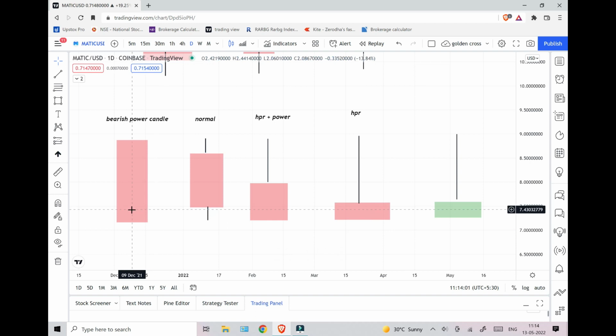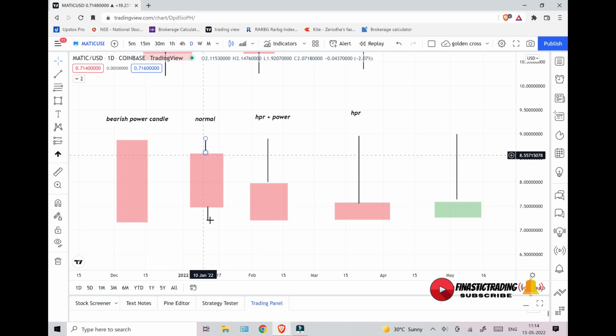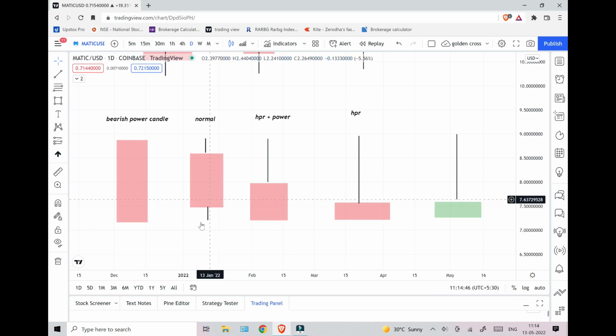The first candle is the bearish power candle. The candle opened over here, came till here and closed over here. So the color of the candle is red. The second is a normal candle with the shadows up and down. The candle opened over here, came down till over here and closed over here. Due to the formation of wicks at the top and at the bottom, there is some confusion where the market will move.